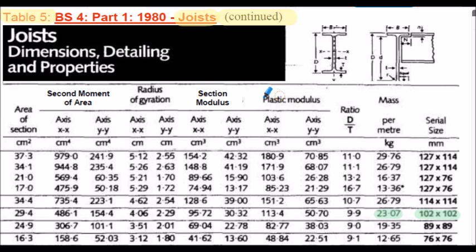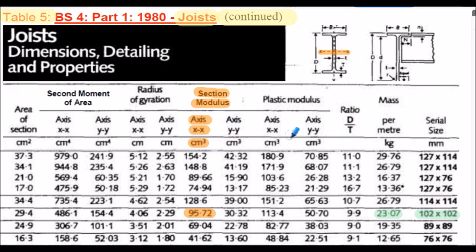We need to now extract the section modulus for our particular section. Notice we're bending about the x-axis of the beam. We always try and design our beams so that where possible we bend about the stiffest axis. On our table here, this is the XX column. And for our particular section, we read a value of 95.72, note the unit centimetre cubed.